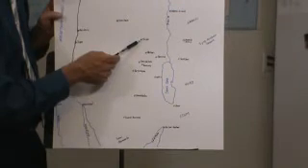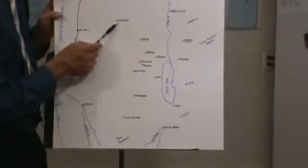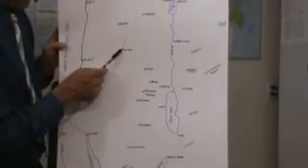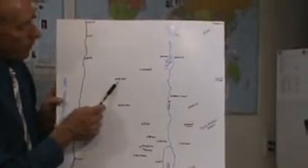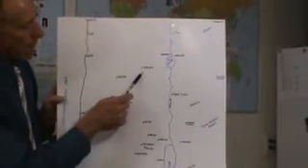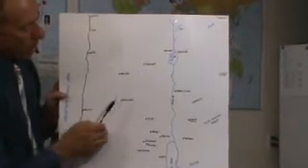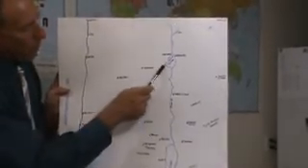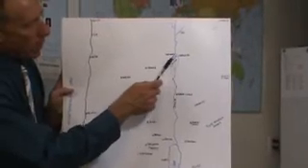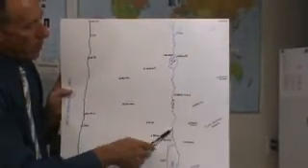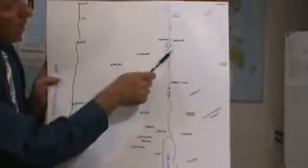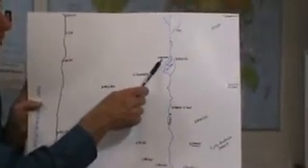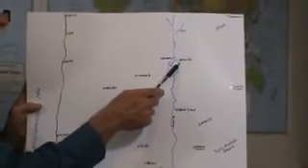Shiloh, Shechem, Megiddo, Nazareth. Okay, let's go over to the Sea of Galilee. And what river is this? The Jordan River. So on the top of the Sea of Galilee, we got Capernaum and Bethsaida.